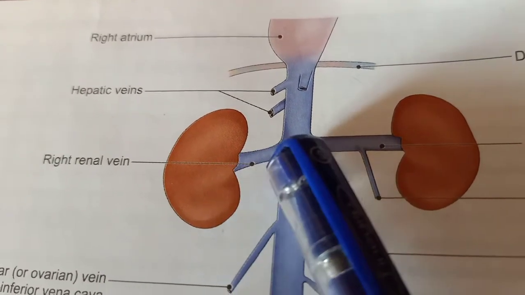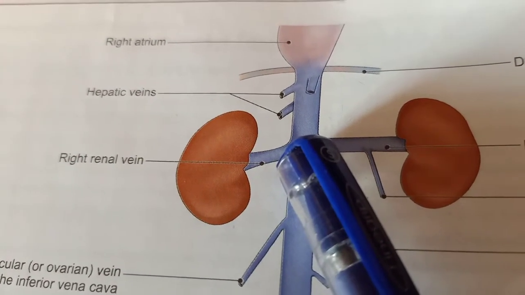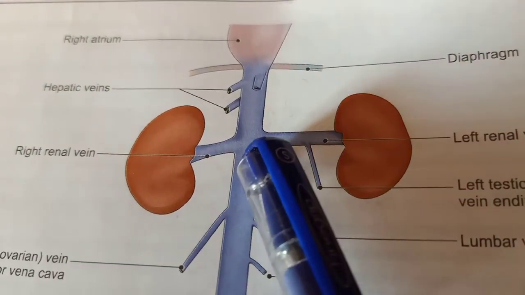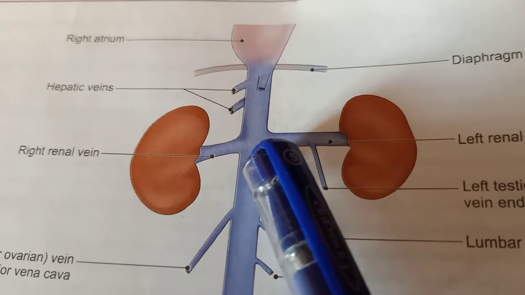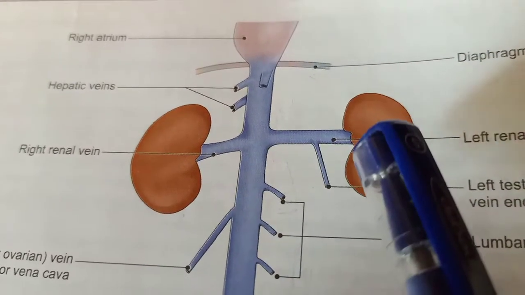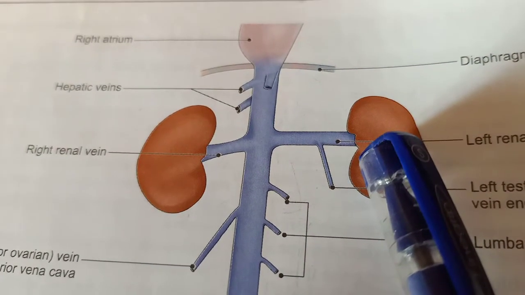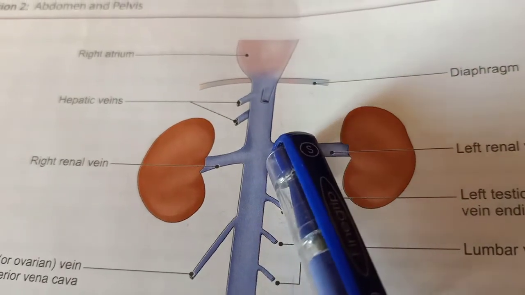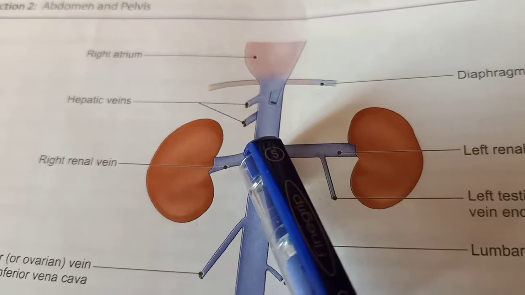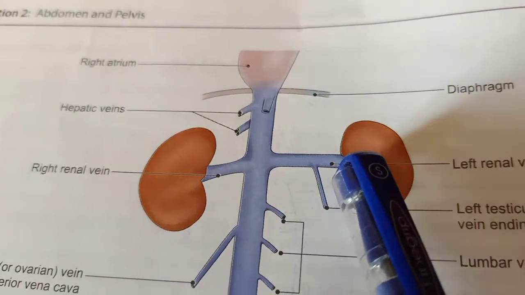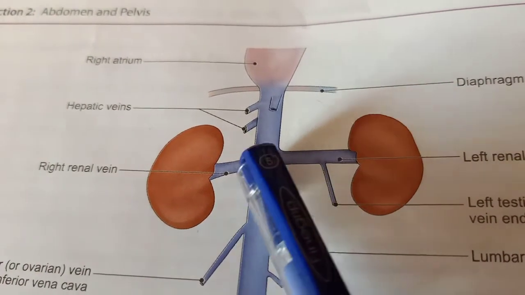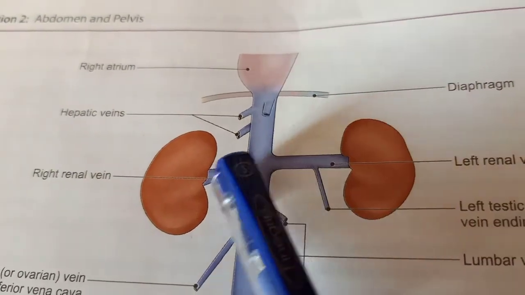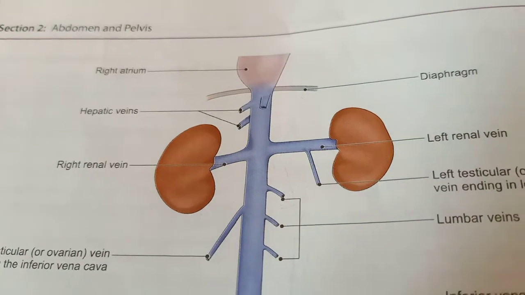The length of the right renal vein is just 2.5 centimeter and that of the left renal vein is 7.5 centimeter. Why this difference? Because the left renal vein arises from the left side, so it has to cross the midline and enter the IVC on the right side. That's why the left renal vein is longer than the right renal vein.